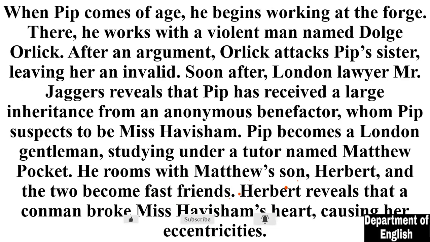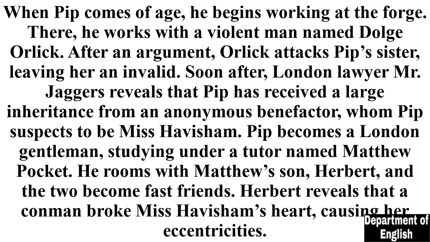When Pip comes of age, he begins working at a forge. There he works with a violent man named Dolge Orlick. After an argument, Orlick attacks Pip's sister, leaving her impaired. Soon after, London lawyer Mr. Jaggers reveals that Pip has received a large inheritance from an anonymous benefactor, whom Pip suspects to be Miss Havisham.